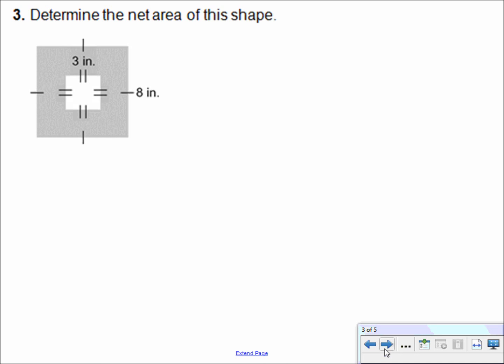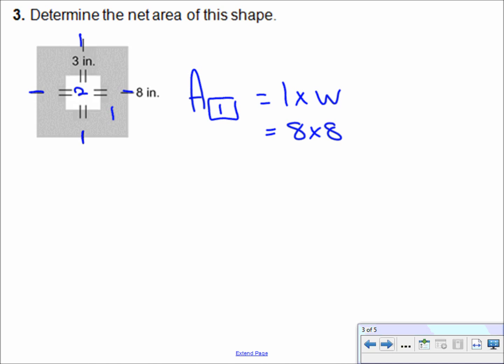Anyway, so you calculate the bigger area of the whole square or rectangle, and then the center, and then you subtract them. Okay? So I'll call that rectangle 1, and that rectangle 2. Rectangle 1 is length times width, so 8 times 8. Everyone knows that these dashes mean that they're the same length, right? And the double dashes means everything with a double dash, in this case, is 3. So this is a square. So 64 inches squared.